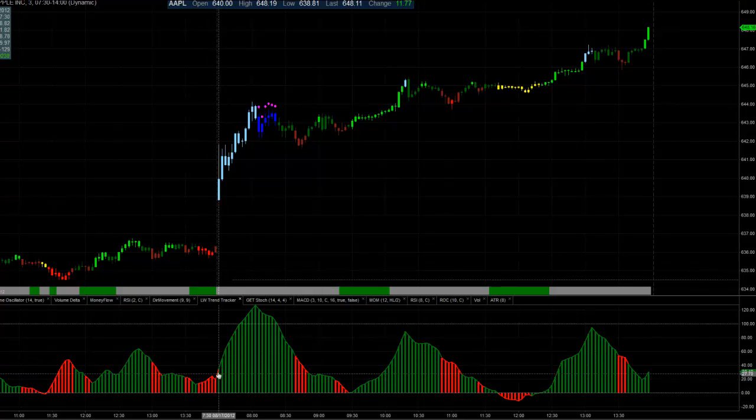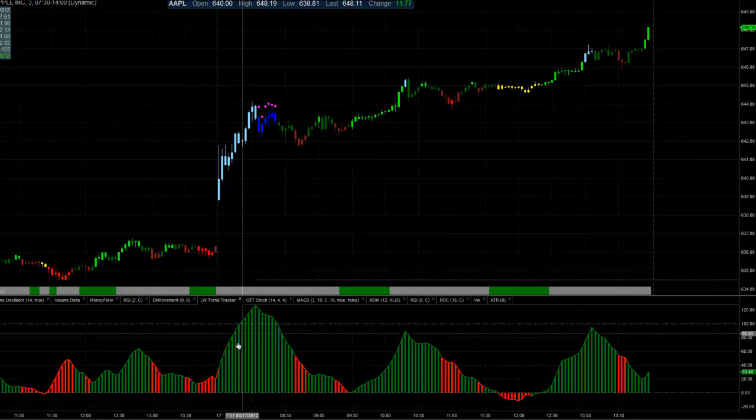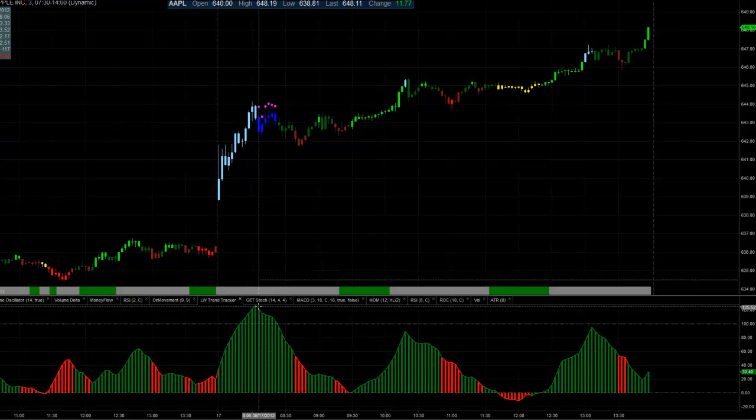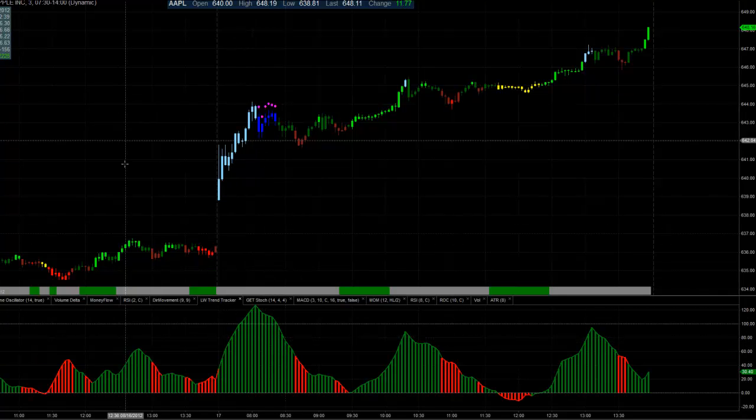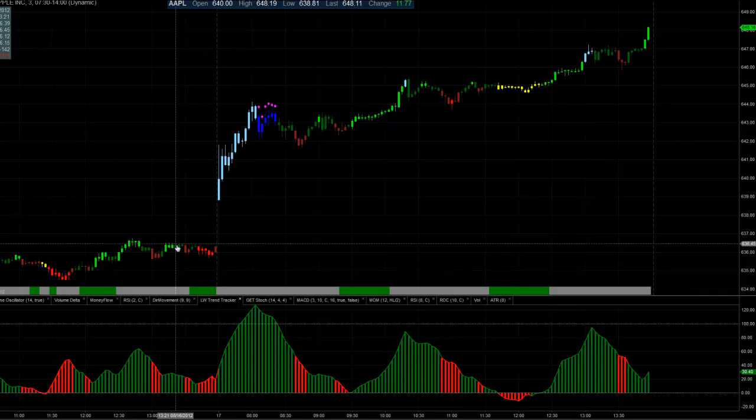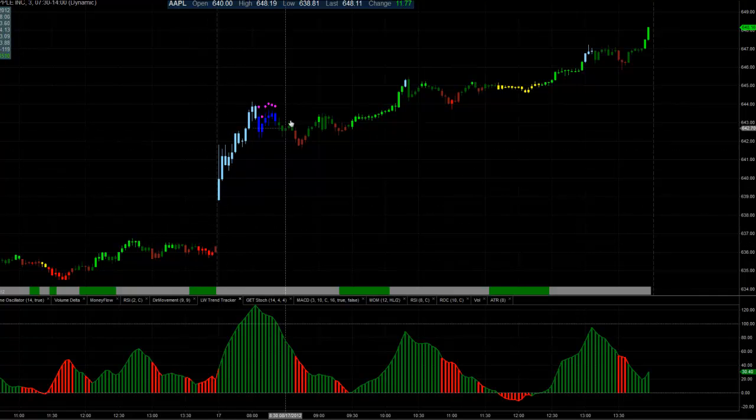Here you can see the slope of the histogram. It's up, up, up, up, up. So we want to be long all through this. And then we don't necessarily want to be short when trend strength is declining, because this is still an uptrend. The bigger pattern says that Apple is going higher.